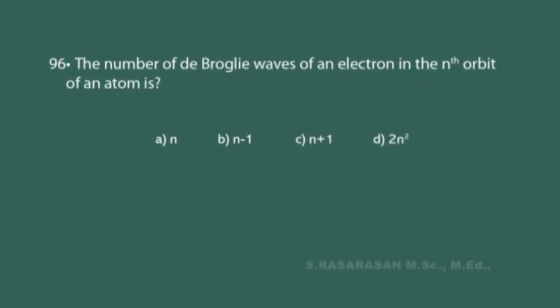Next, 96. The number of de Broglie waves of an electron in the nth orbit of an atom is dash. The concept of de Broglie waves: matter waves. Matter in motion behaves like a wave. Electron in motion behaves like an electron wave. Proton in motion behaves like a proton wave. Matter wave.